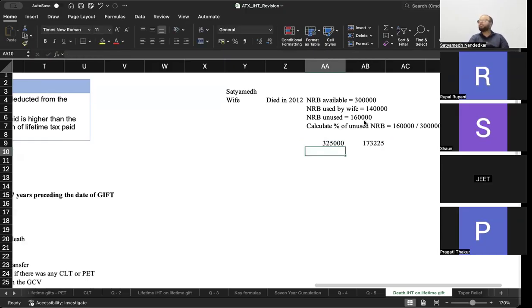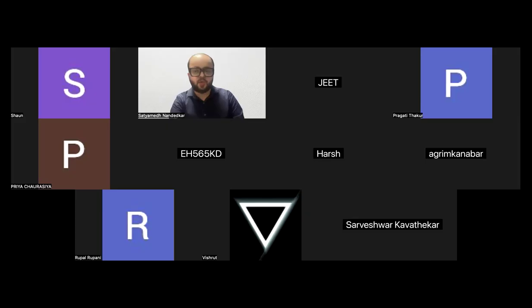So the unused NRB of the wife that I can claim is 3,25,000 into the percentage unused by the wife at the time of her death. Now, make sure that you calculate this proportionate percentage properly. Tell me, is there a need to round up the percentage of unused NRB? Is there any such requirement? Where is the requirement that you have to round up the percentage of unused?